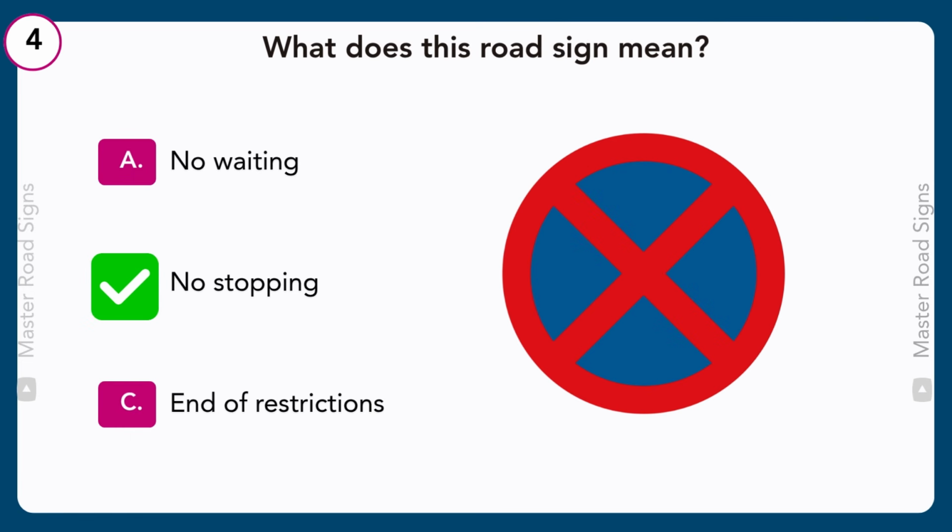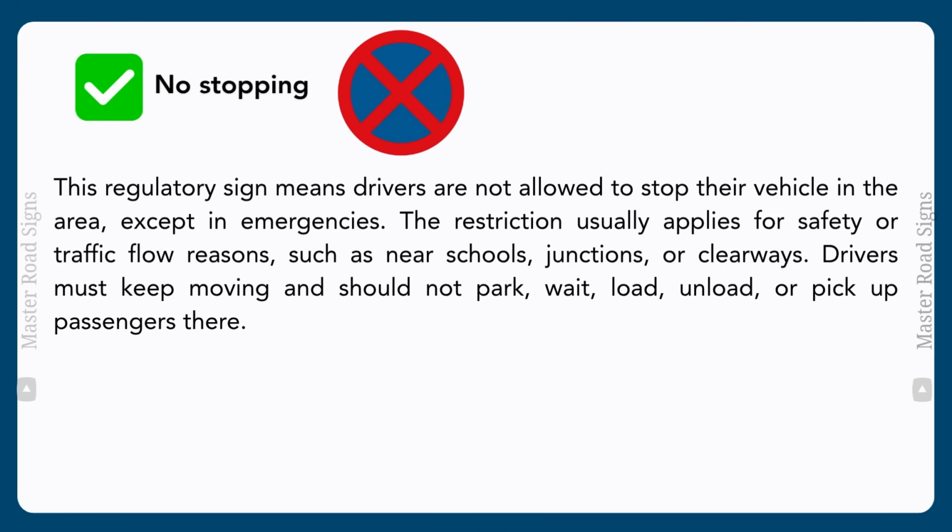Option B is correct, no stopping. This regulatory sign means drivers are not allowed to stop their vehicle in the area, except in emergencies. The restriction usually applies for safety or traffic flow reasons, such as near schools, junctions, or clearways. Drivers must keep moving and should not park, wait, load, unload, or pick up passengers there.